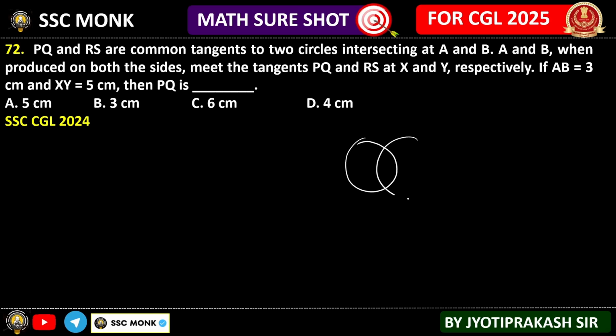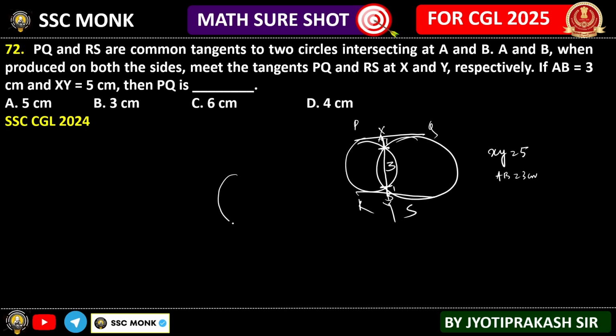Two circles are intersecting at A and B. Let's say A, B here. Now PQ is here, RS is here. Okay, so this is P, this is Q, this is R, this is S. When this AB is produced, this is meeting at X and meeting at Y. This is X, this is Y. This is what it is given. XY value is 5. AB, this much value, is equal to 3 centimeter. XA is equal to YB, now see, this much is 3. This will be 1, this will be 1, as we know it.